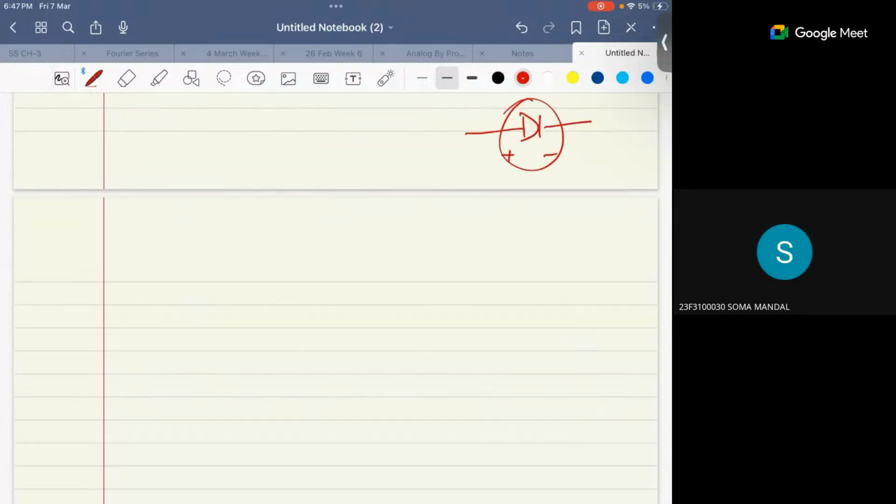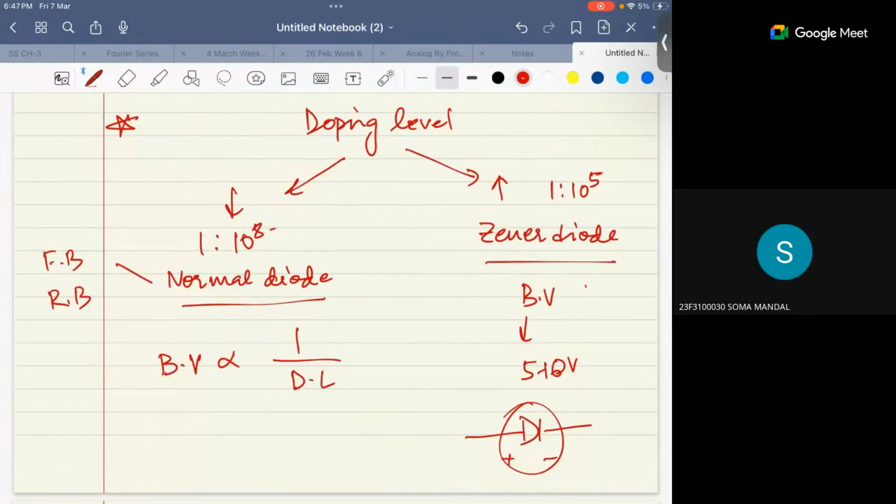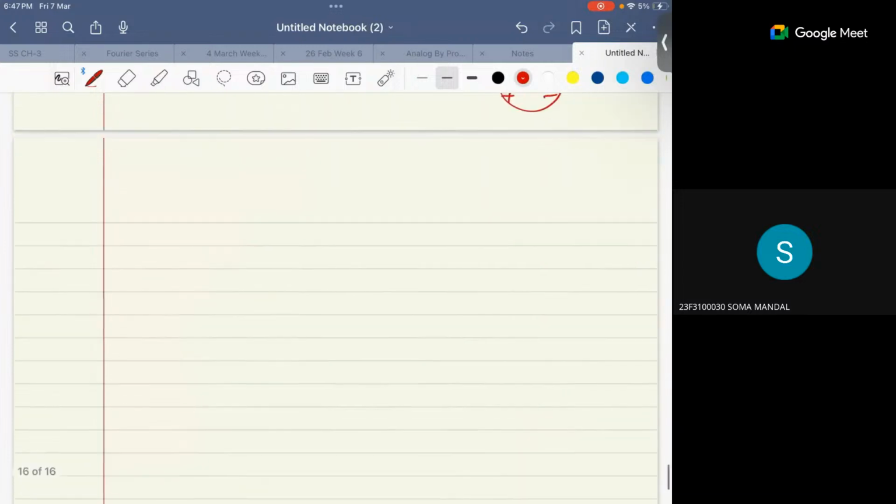Whenever you are dealing with a Zener diode, if it is working in breakdown, if the potential across the Zener diode crosses the breakdown voltage, then it will work like a potential source, like a voltage source. I have written this in the notes also. So a Zener diode generally behaves like a normal diode in forward bias.